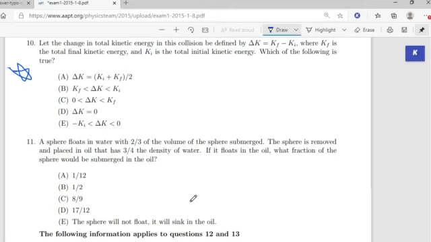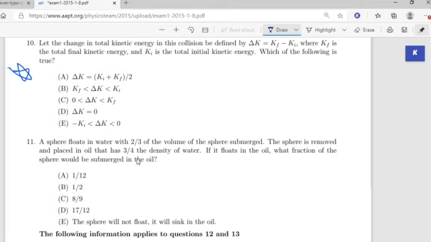Okay, a sphere floats in water with 2/3 of the volume of the sphere submerged, and it's placed in oil with 3/4 the density of water. What fraction of the sphere would be submerged in the oil?